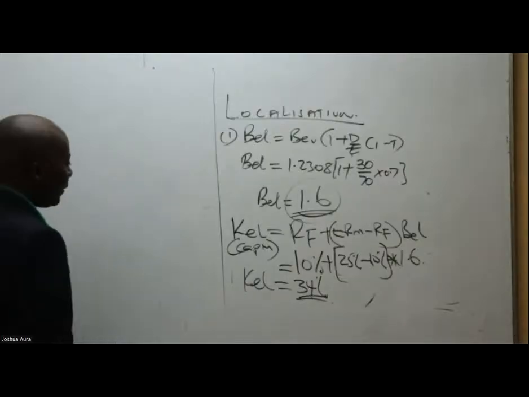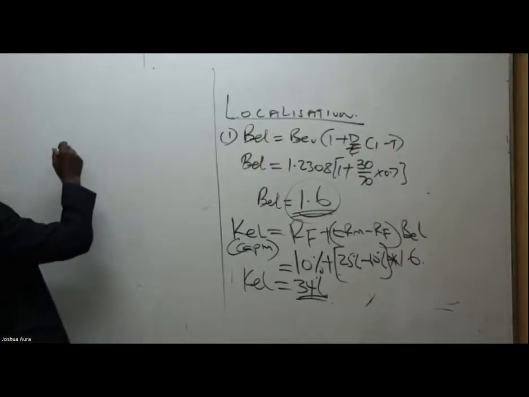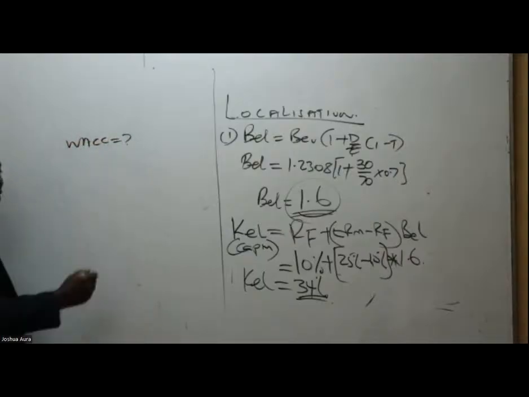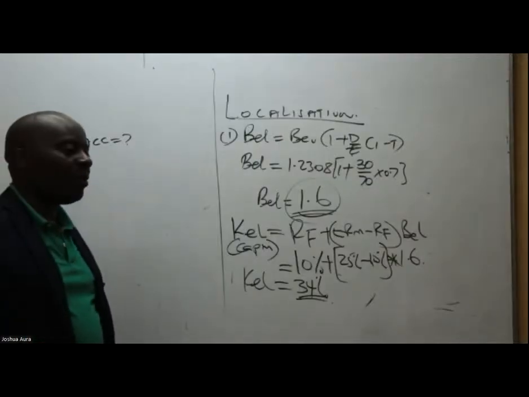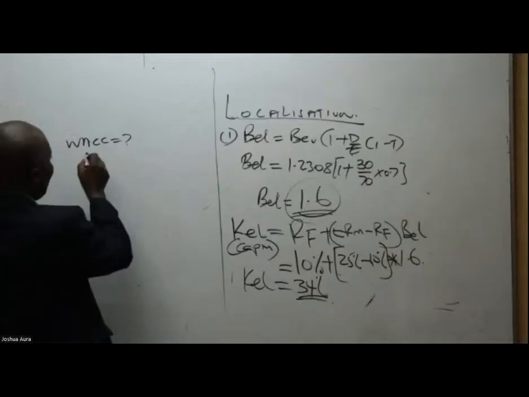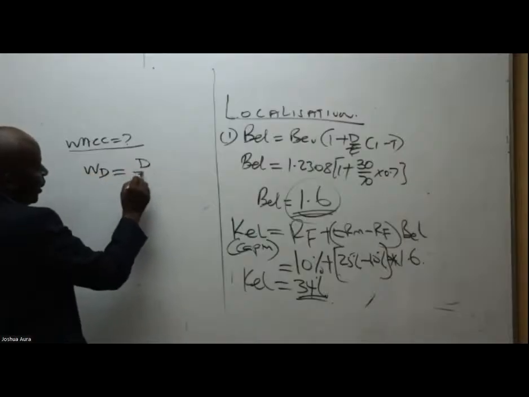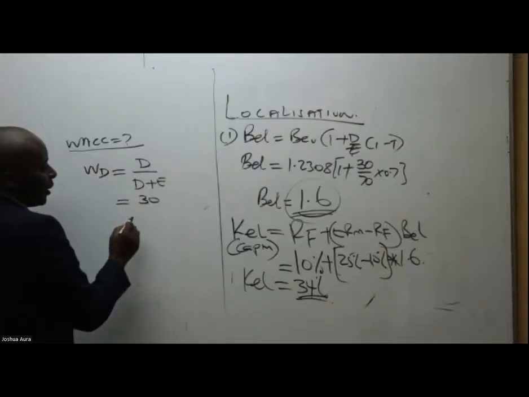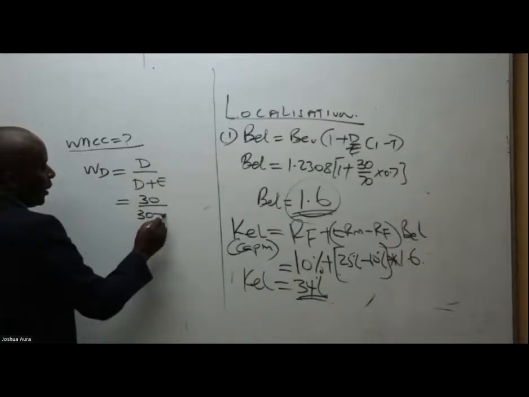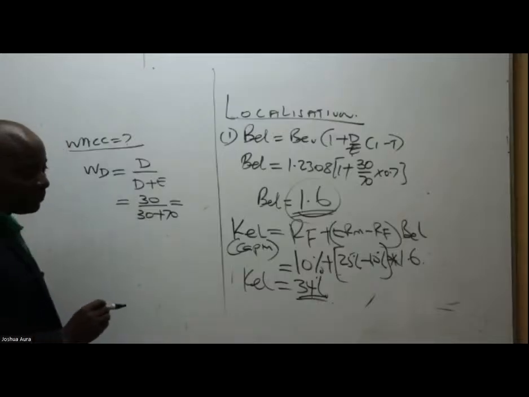Ladies and gentlemen, the moment I have the Ke there, I'll come here and calculate WACC, because if you read the question very well, it was about determining the suitable discounting rate. It's WACC. To get this WACC, it will be good to get the weight of debt first. Weight of debt is debt over debt plus equity. The debt here is 30, over 30 plus equity, which is 70. The weight of debt will be 0.3.